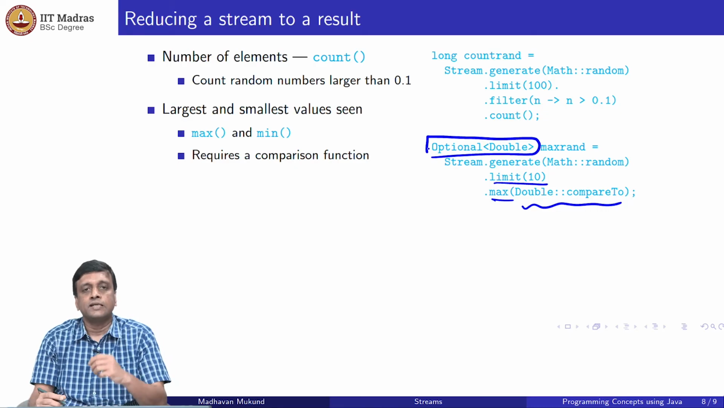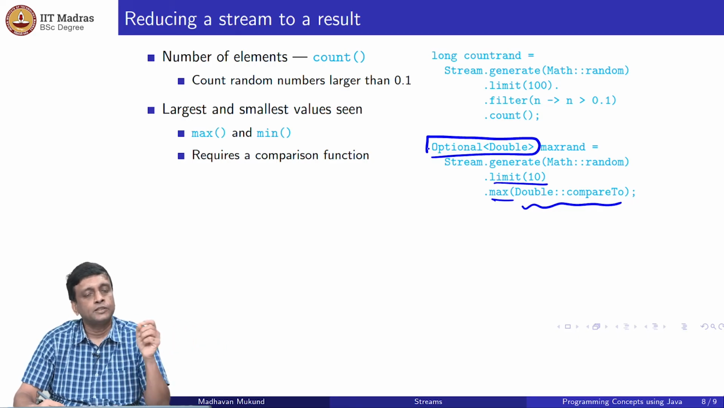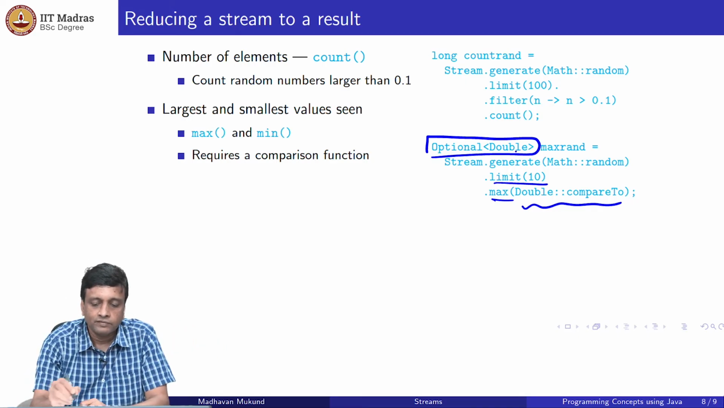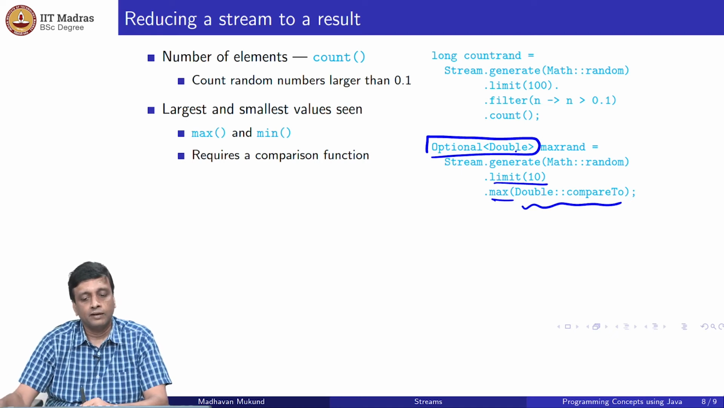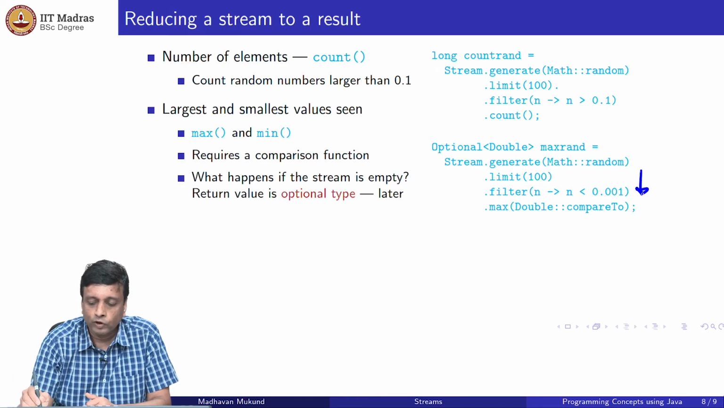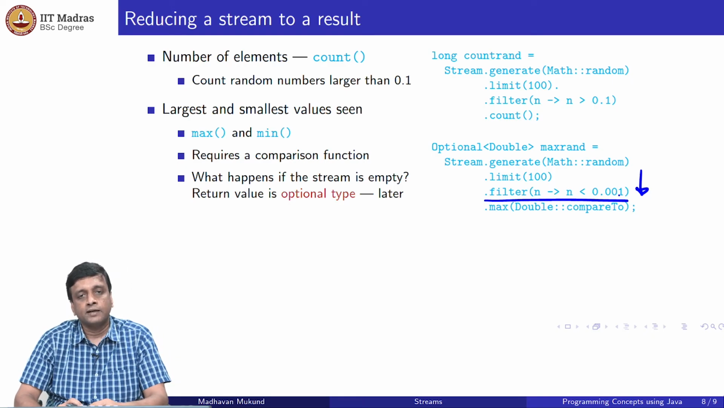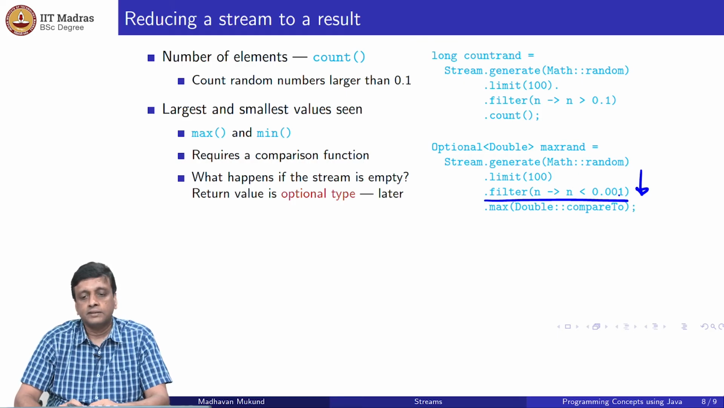So you are taking a stream of doubles, you are finding the maximum. So the maximum should be one of those doubles, and therefore the result should be a double. But the return value of this is something different from double. So why is that? Well, the reason is that I could actually have something in between before I take the max. For instance, supposing I am filtering the first 100 numbers to include only those which are very, very small. Now it's possible that none of the first 100 numbers meet that predicate. None of them are actually smaller than 0.001.